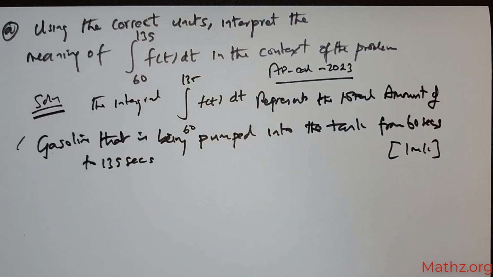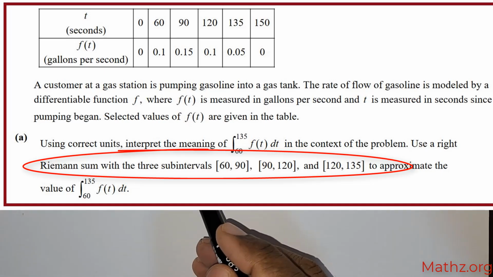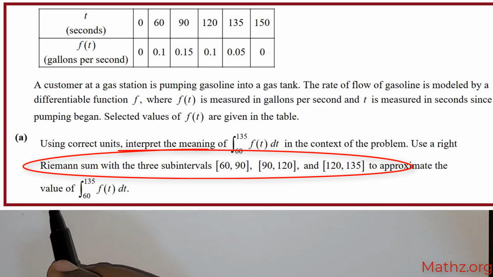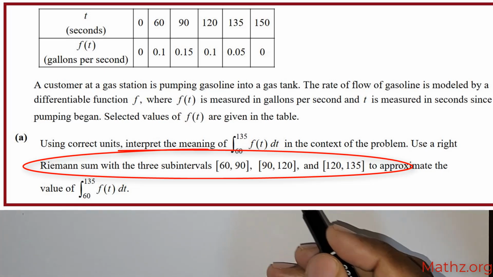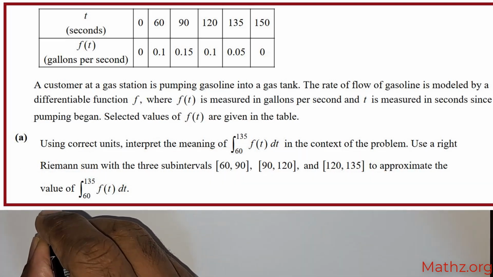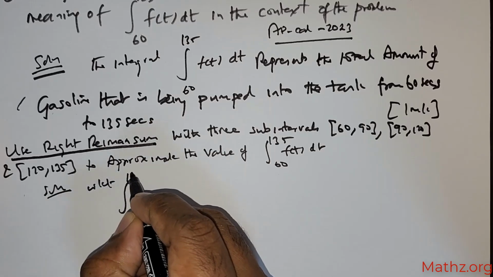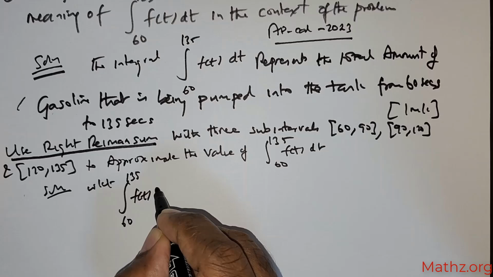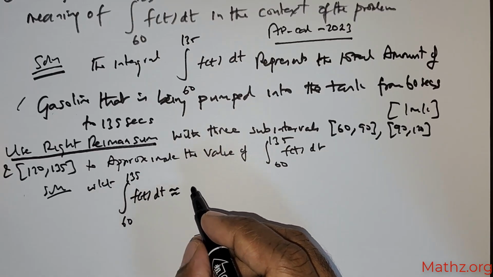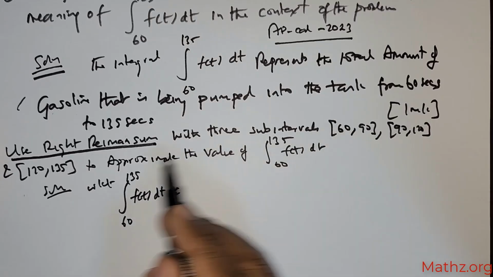Now let's move on to the next one. This is the second part. Use a right Riemann sum with 3 subintervals, 60 to 90, 90 to 120, 120 to 135, to approximate this value. First you need to write the Riemann sum. So this is the solution. You can start like this. We know that the integral from 60 to 135 of f of t dt, you can use the approximation, and we have to place each of these subintervals.